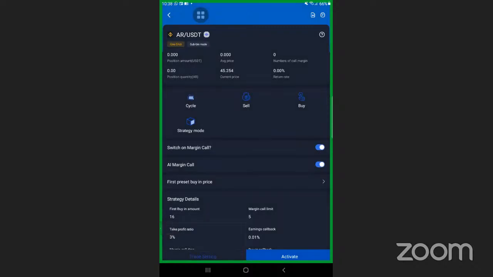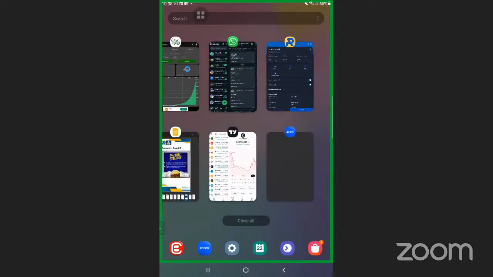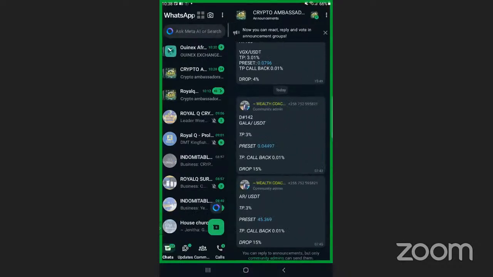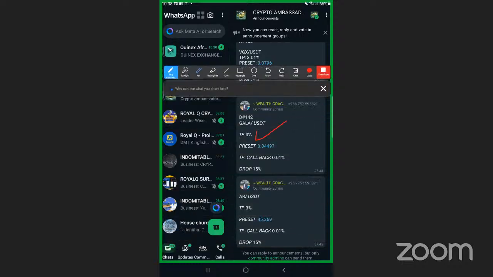Now let's finish up. What is our preset price in this signal? This is the last part now. We are ending now. What is our preset price? We are setting up this signal. Remember, that is our preset price. Let's go and check. Remember, we are using this as an example.